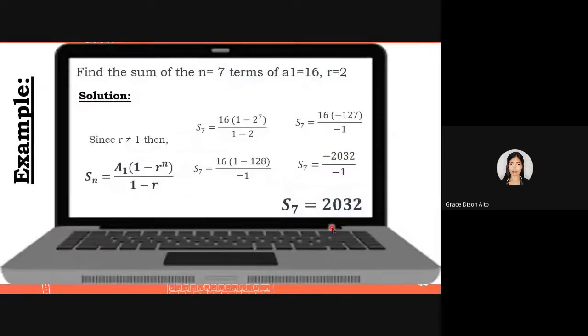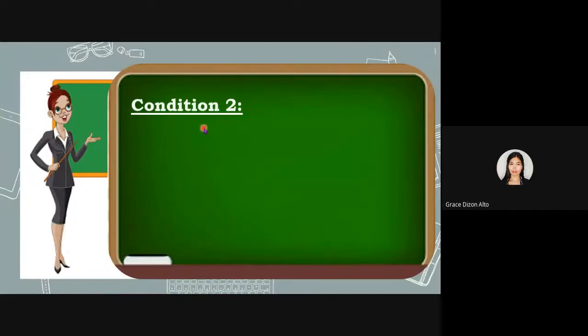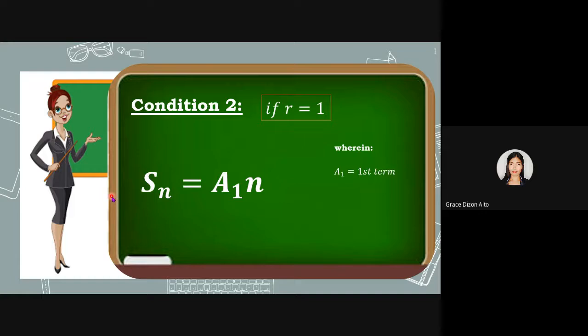Now let's proceed to condition number 2, which is r is equal to 1, or the common ratio is positive 1. So the formula given to us before is S sub n is equal to the first term times the number of terms. So whatever is the first term, we will just multiply it to the number of terms. That's already the sum, or the partial sum, of the given sequence. We just have to make sure that the common ratio that we got is positive 1.